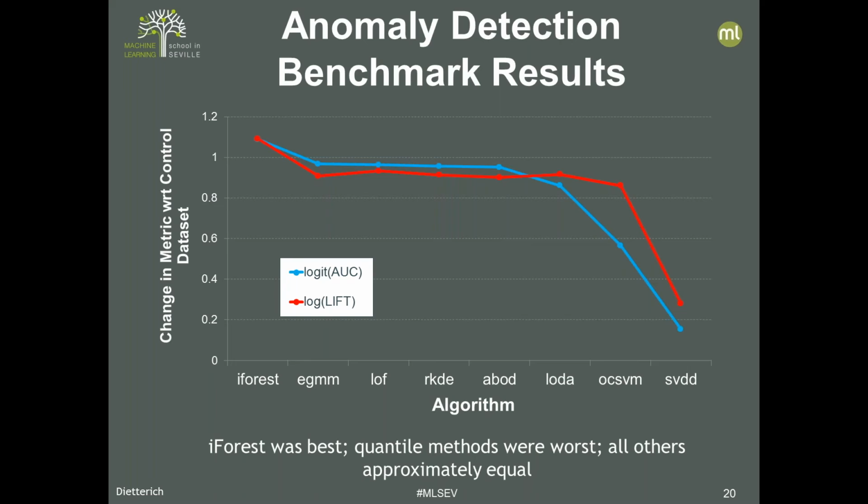And what we found was that the isolation forest was generally better on both the area under the ROC curve and the lift. And then there's sort of a 4 or 5 way tie for second place, right? So the local outlier factor and the robust kernel density estimation, they're doing very well also. This was an ensemble of Gaussian mixture models, which was quite good.